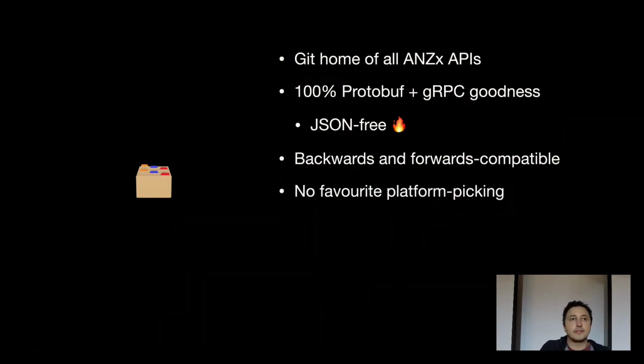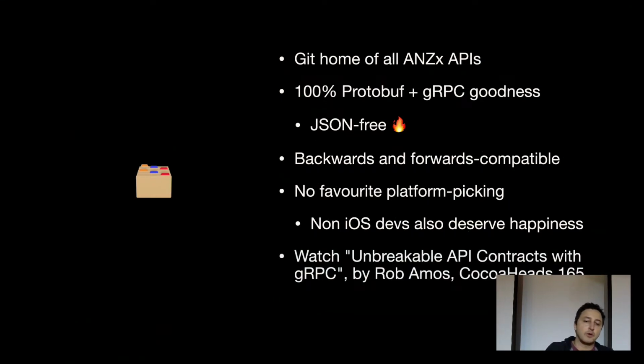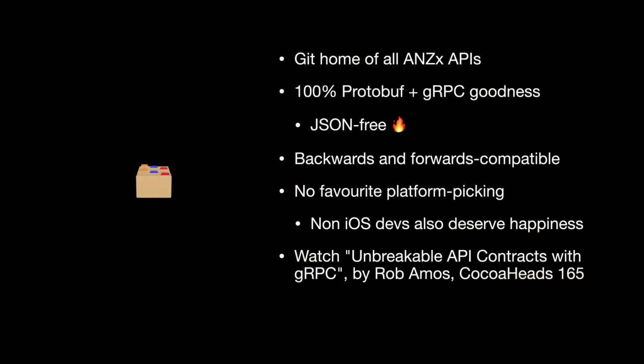It being protobuf, it's also platform agnostic, which means that we don't pick favorites, because even non-iOS developers can be happy, right? Gotta think about them sometimes. Also, I'm not gonna be digging too much into the whole concept of protobuf, but more on the code generation part. But if you do feel yourself compelled, go back and watch Unbreakable API Contracts with gRPC, which was presented a couple months ago here in CocoaHeads.